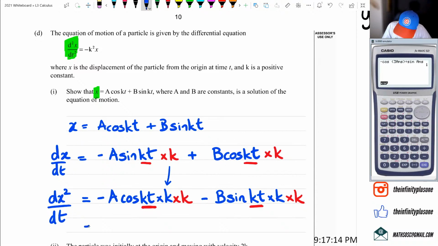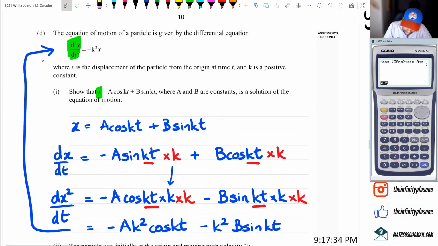So simplifying this, we've got negative a k squared cos kt minus negative k squared b sine kt. Now you're trying to prove that this line is actually equal to here. And I guess the clue for you is the negative k squared.